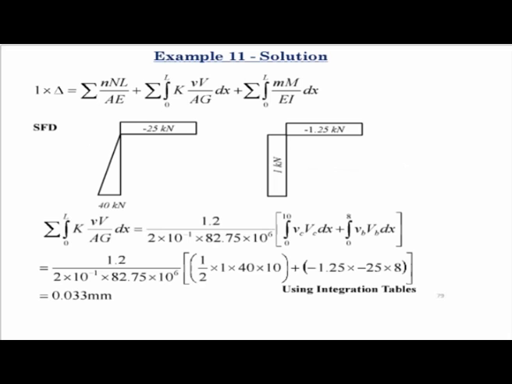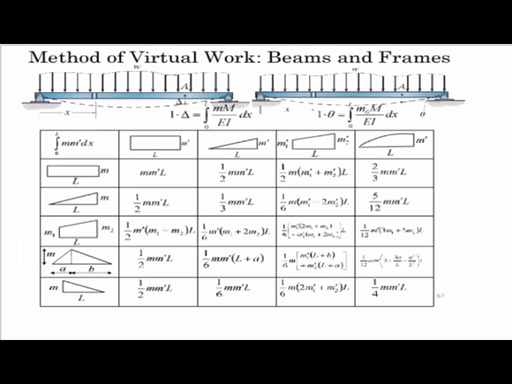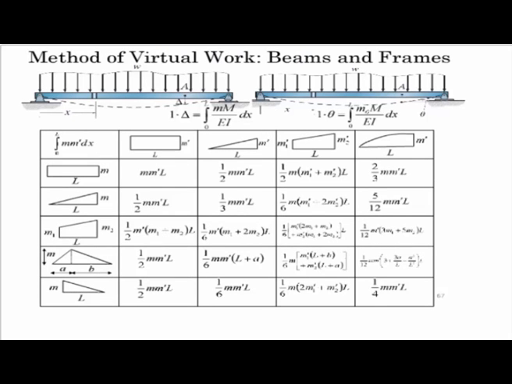For the shear deformations, we consider the shear force diagram due to the applied loads and due to the virtual loads. And again, we use this formula, which is k V v over AG dx, integrated from 0 to L. Here again, we are using the integration tables. So if you go back to the integration tables, this is a triangular variation and this is a uniform variation. For triangular and uniform variation, the formula is half m into m dash into L, where m dash is here, and this is m.